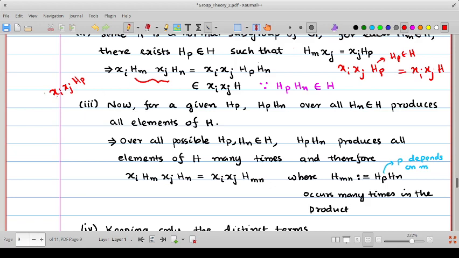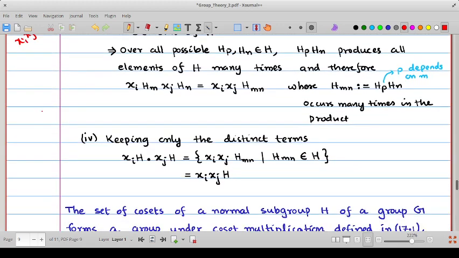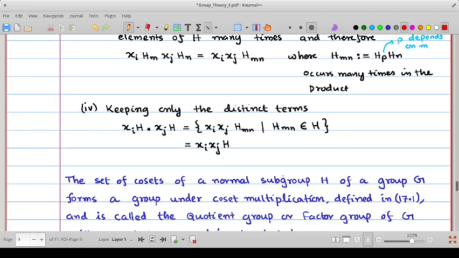But then if I do that for all possible values of H, then this is nothing but a coset xi xj times H. So that is the property that we needed to prove. So xiH, which is a coset, times the coset xjH, is simply the coset of H with the element xi times xj.